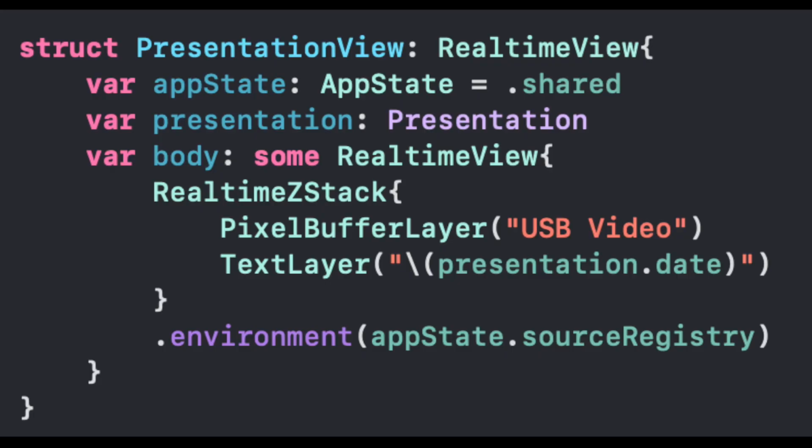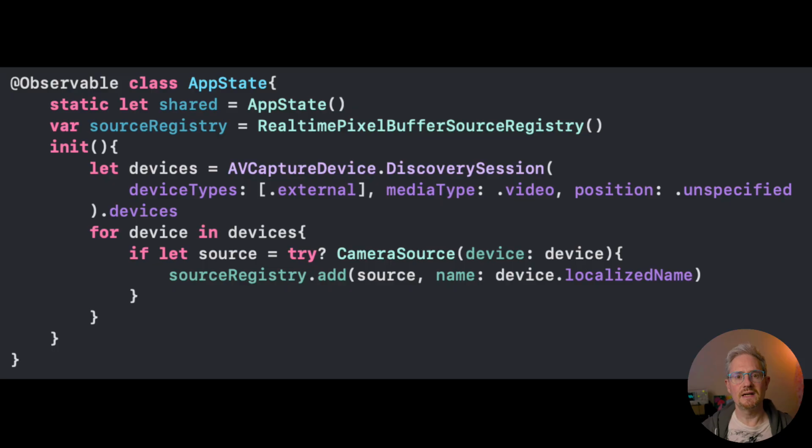So my app state is going to have, so I've got this app state here, and this has a source registry. And this is going to be passed into the environment so that the pixel buffer layer can just say, okay, I want the USB video source. And the framework will handle if that's missing and that kind of thing. So in my app state, I'll create this source registry, and this kind of belongs to the framework.